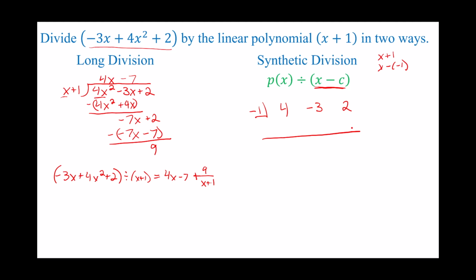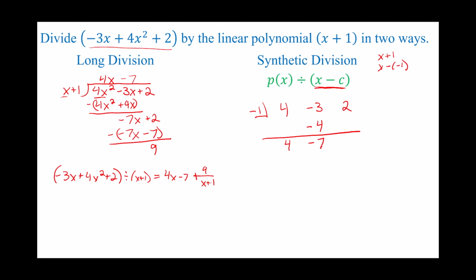Now let's do the synthetic division. The first thing you're going to do is bring down that first number. So we're going to bring down the 4. And then we're going to multiply the number in the box by that number I just wrote down. So negative 1 times 4 is negative 4. Then instead of subtracting like we do in long division, we're going to add. Negative 3 plus negative 4 is negative 7.